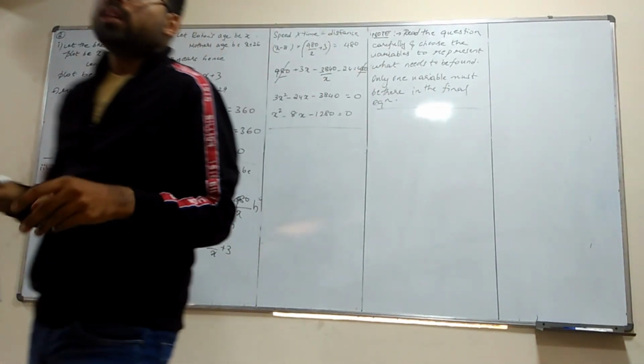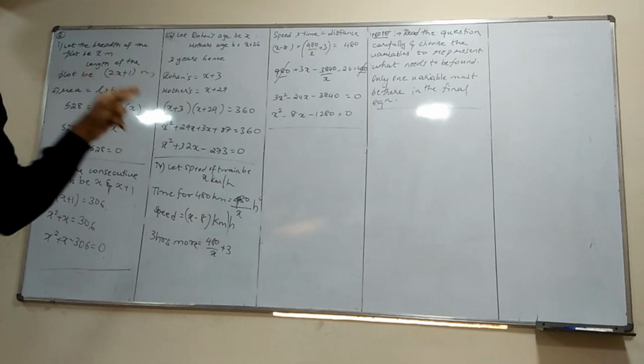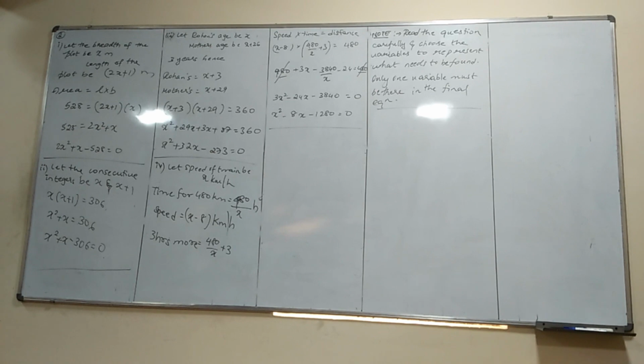So what we will take for this question: first you have to read the question carefully and choose the variable which you have to represent. Then at the end we will be left with only one variable. x is the only variable, there is no xy. Don't say, in an age problem, I will use xy as my variable. No, it is from quadratics, you have to use one variable itself.